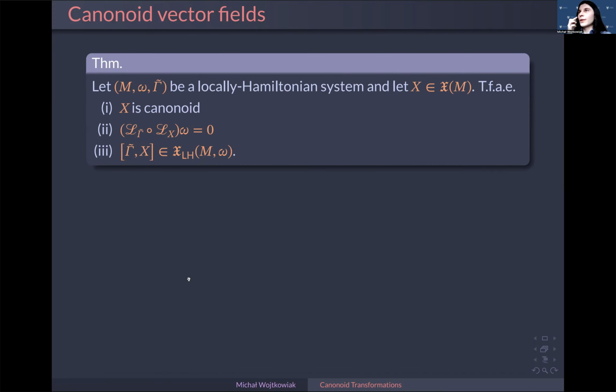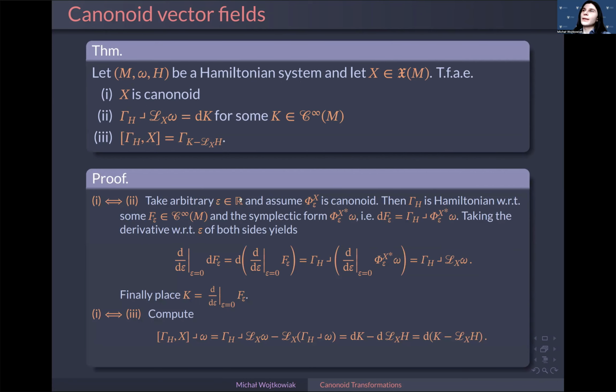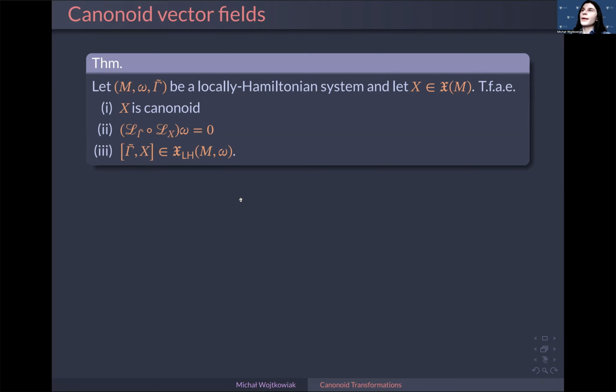And the same theorem has a local variant. So if we have a canonoid vector field in a locally Hamiltonian system, then we know that the double derivative of the symplectic form, once with respect to that vector field and once with respect to the dynamical vector field, must be 0. And this is equivalent to saying that the commutator is locally Hamiltonian. So previously we had that the commutator needs to be Hamiltonian. Here we have the commutator being locally Hamiltonian. So it's just very analogous. And the proof is also analogous.